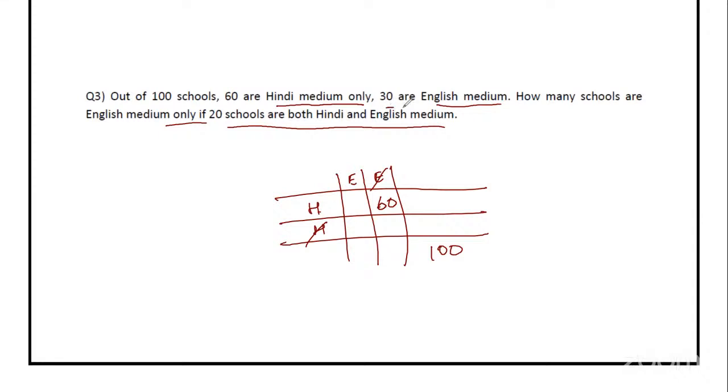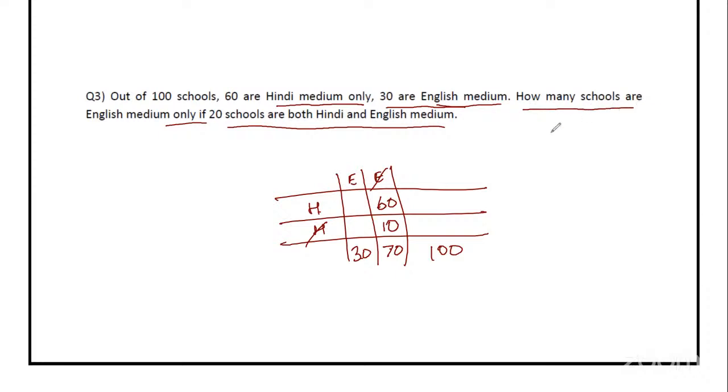Okay. 30 are English medium. 30 are English medium. So 30 will come here because they're not saying only. They're saying 30 meaning not only. So 30 out here. So if 30 is out here, 70 is out here, that adds up to 100. This is 70. Then not English and not Hindi is 10. Now let's go further.